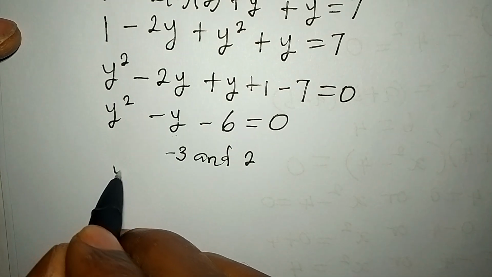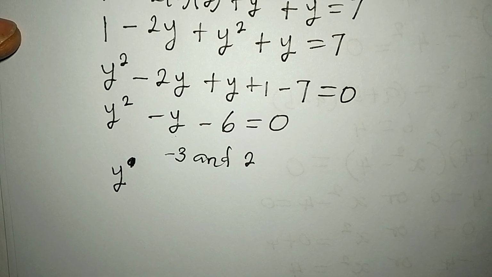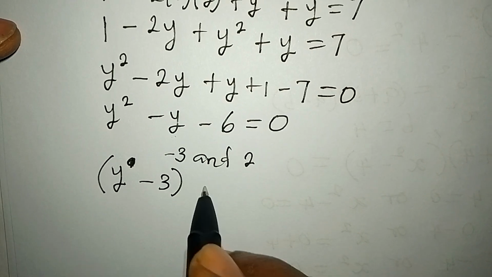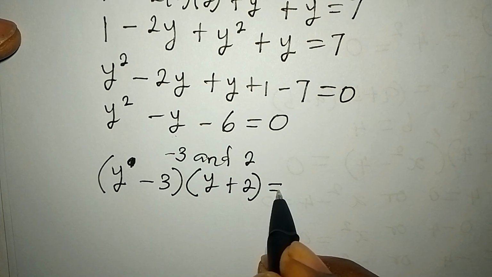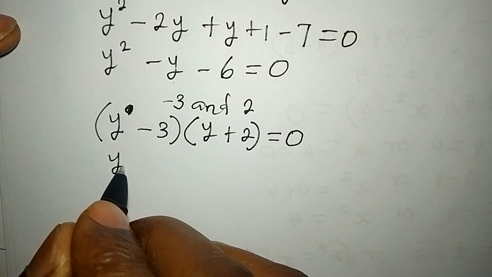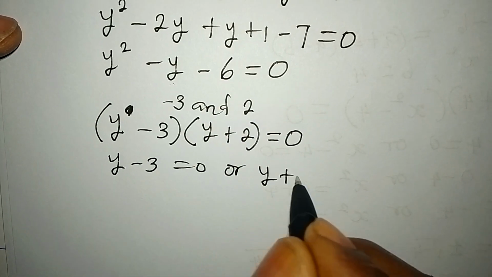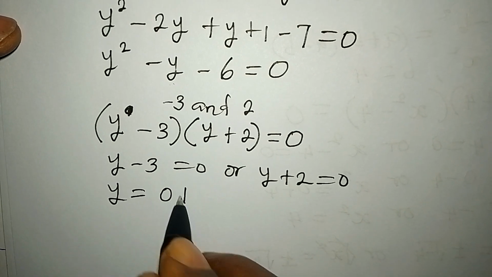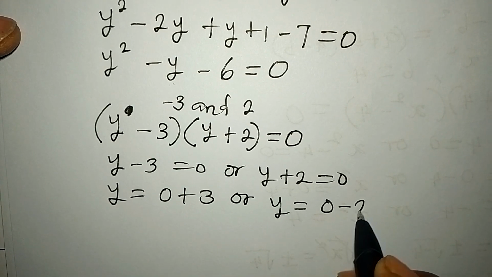So this means I should write y, no need for the square now. So we're going to have y minus 3 as the first factor, then the second factor is y plus 2. So we'll now equate this to 0. To continue with this, either y minus 3 is equal to 0 or y plus 2 is equal to 0. y will be equal to 0 plus 3, or y is equal to 0 minus 2.